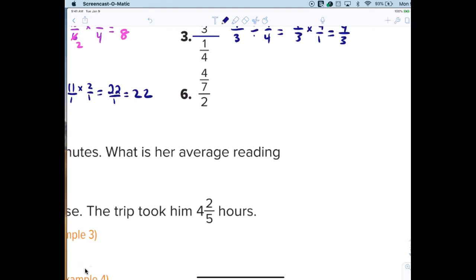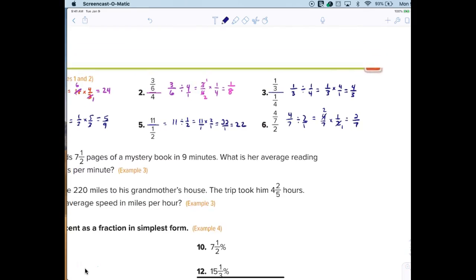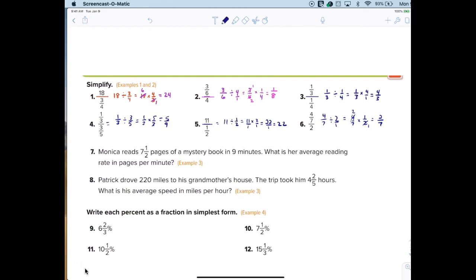All right, Ms. Jacobson, you're up. Loud and proud. Come on. 4/7 divided by 2. Exactly. And that would be 4/7 times 1/2. Beautiful. Now what? And you can cross cancel. Yes, you can. 2 becomes a 1. The 4 becomes a 2. Final answer. Exactly correct. 2/7.